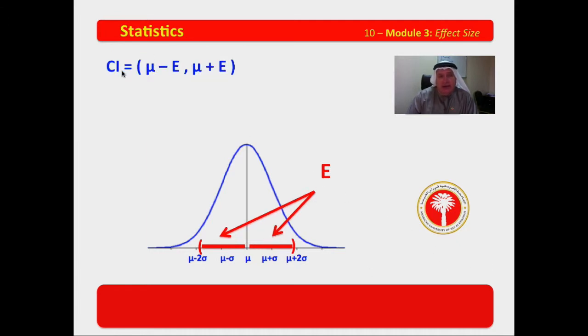So here we have what I just said, that the confidence interval is equal to mu minus the effect size. Mu minus the effect size puts us right here, and mu plus the effect size puts us right here. Mu minus the effect size is the lower bounds, mu plus the effect size is the upper bounds.